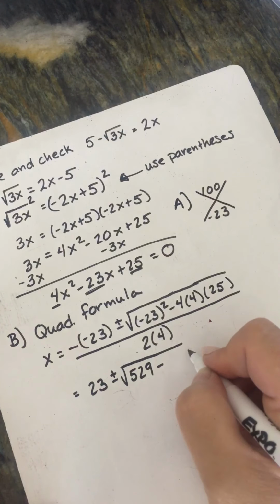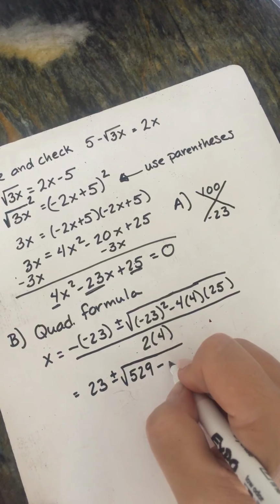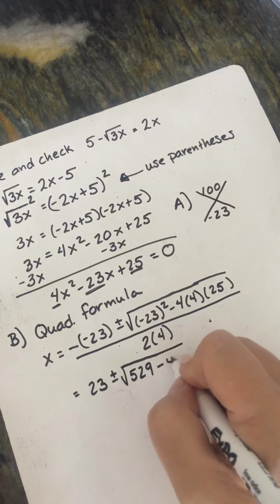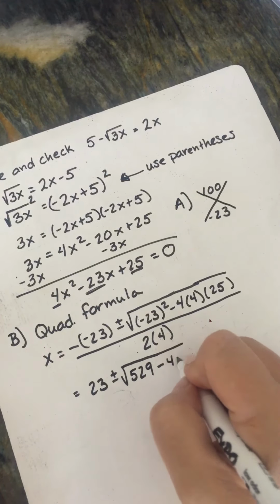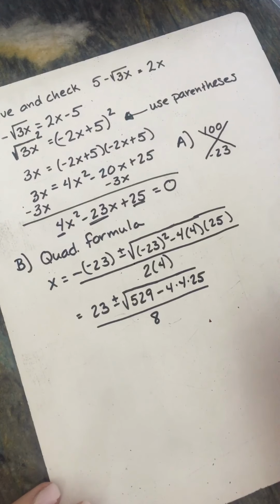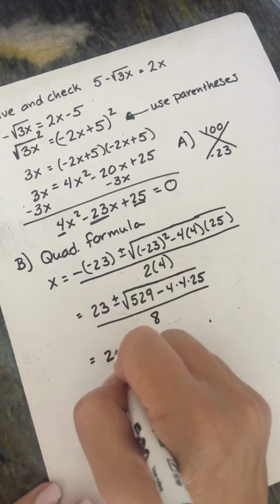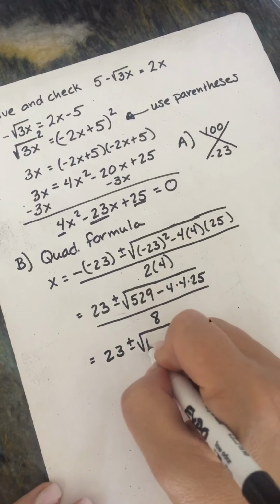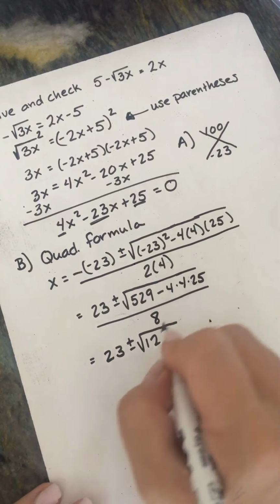minus 4 times 4 times 25. I don't know, I'll figure that out in a minute. Divided by 8. All right, doing our subtraction, we get 23 plus or minus the square root of, let's see, that'll be 129 when you do your subtraction there, divided by 8.